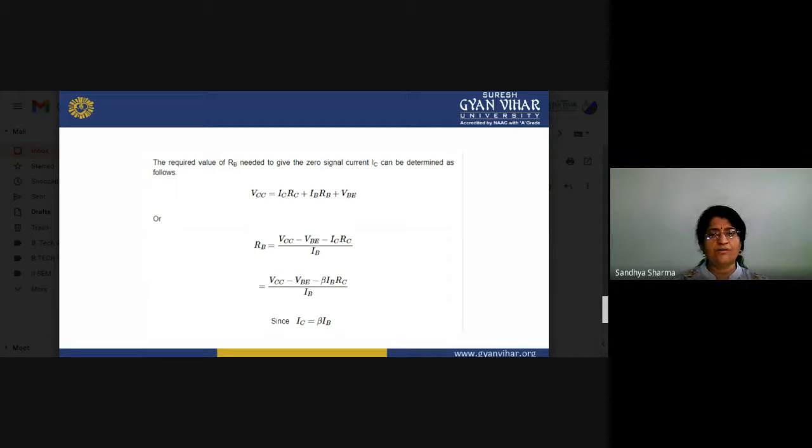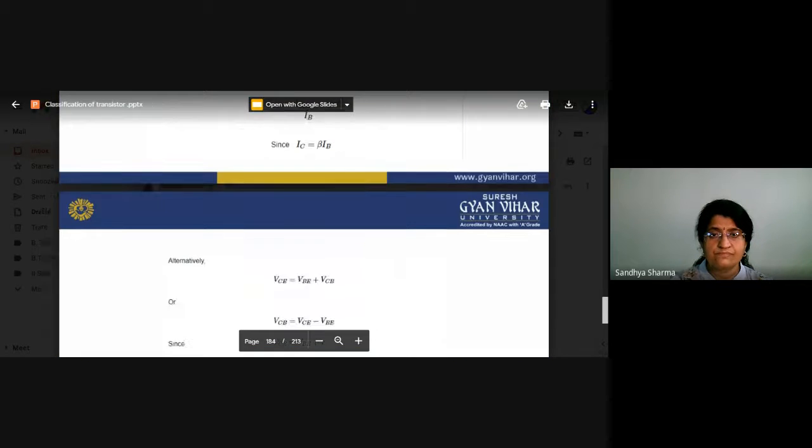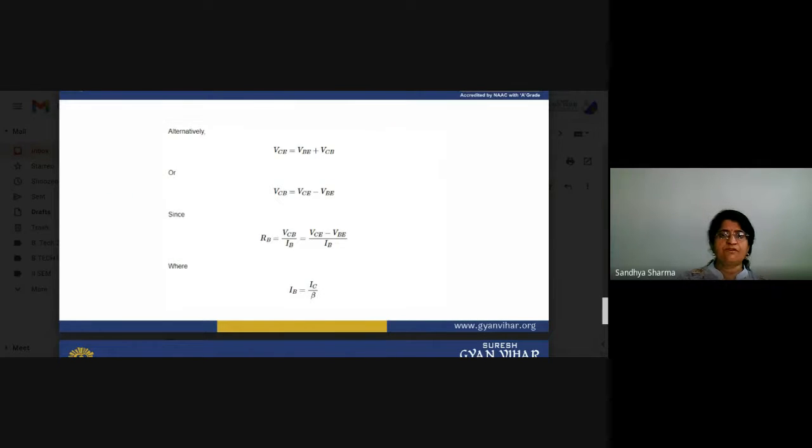So how you can calculate the value of RB, it will depend on the VCC, VBE, ICRC, and it will also be inversely proportional to the base current IB. So IC is equal to beta times IB. You can write here, in this form VCE is equal to VBE plus VCB. So according to that, VCB is equal to VCE minus VBE. So you can write here, and then you can calculate the value of IB.